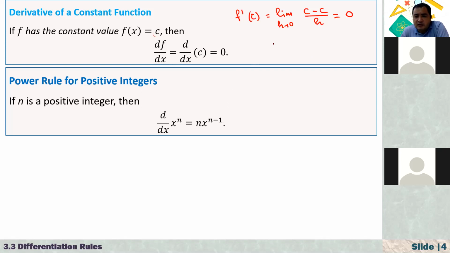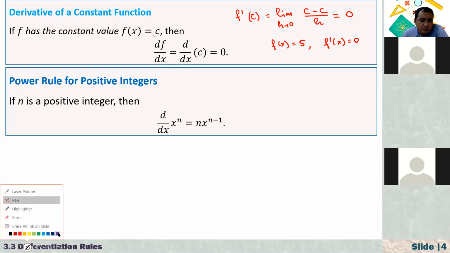For example, let's say our function is f of x equals 5. What is f prime of x? That's equal to 0. Another one, the power rule for positive integers. If n is a positive integer, then the derivative of x to the power of n is equal to n times x to the power n minus 1, right? Maybe you are familiar with this formula, but again, why is it so?